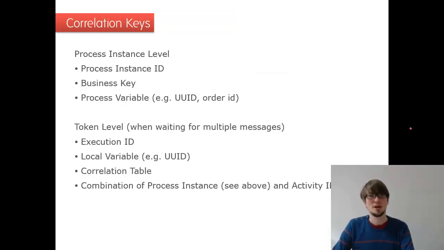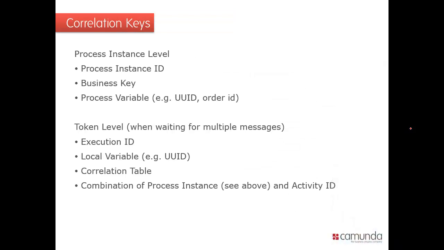Pretty straightforward. The correlation is normally done either by process instance IDs. You hand over the process instance ID you have to the other system, which returns it back. It's actually not that good an idea, because you expose a lot of the internals of the process engine. So the external system should not know about the process instance ID. You can do it, but I actually would not recommend it.